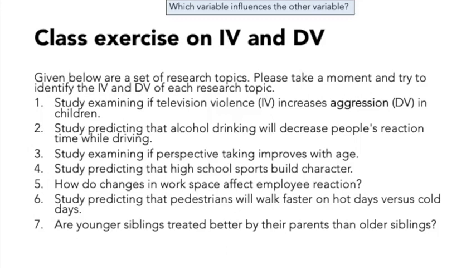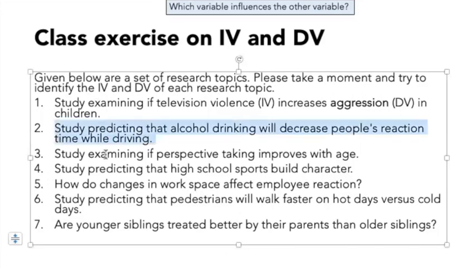Okay. Now let's go through the second one here. A study predicting that alcohol drinking will decrease people's reaction times while driving. So if I'm driving, if my reaction time is affected by alcohol, what exactly does this say? So it is alcohol that changes my reaction time. So then alcohol is the influencing factor here.